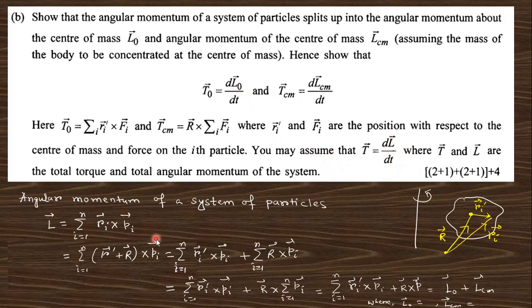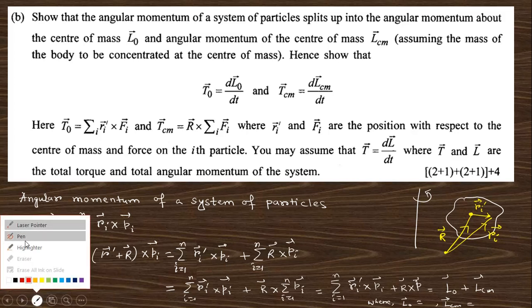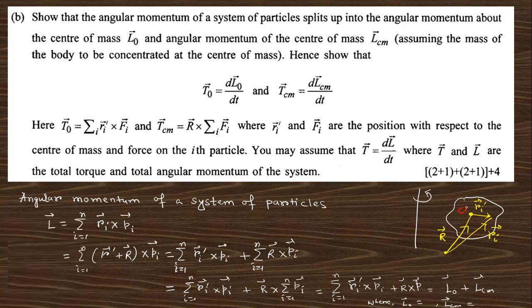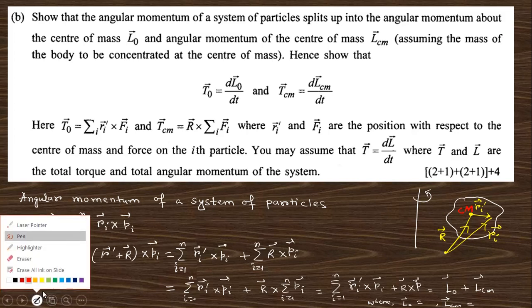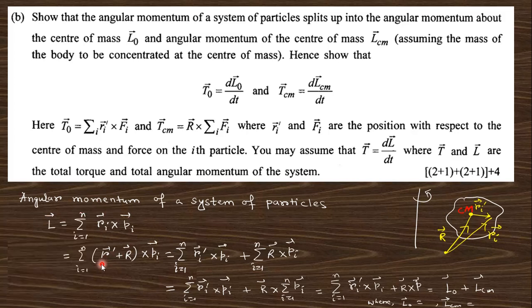This is dL/dt. So the angular momentum of the particle, if this is the ith particle, is Ri cross Pi. So the total angular momentum of the system will be summation Ri cross Pi. So Ri will be equal to R vector plus Ri prime. This point is the center of mass. So about the center of mass, this r vector equals r prime plus r. If you separate out, this is nothing but the position with respect to the center of mass.